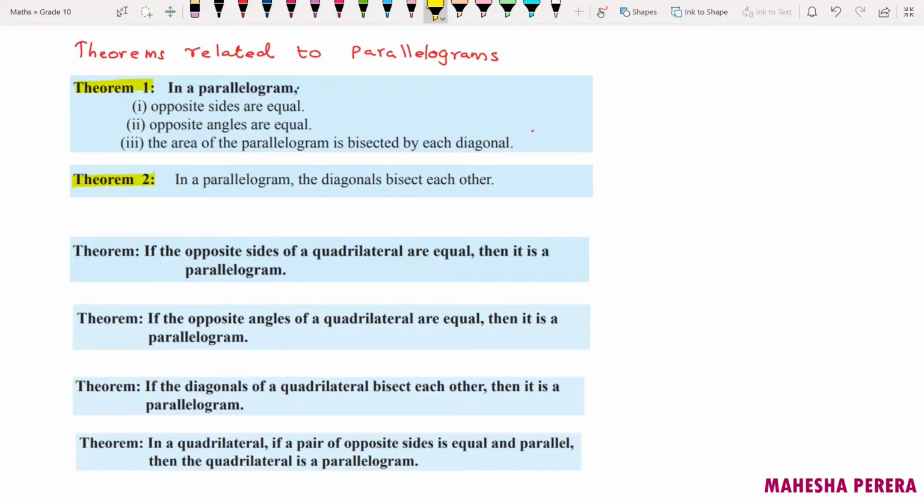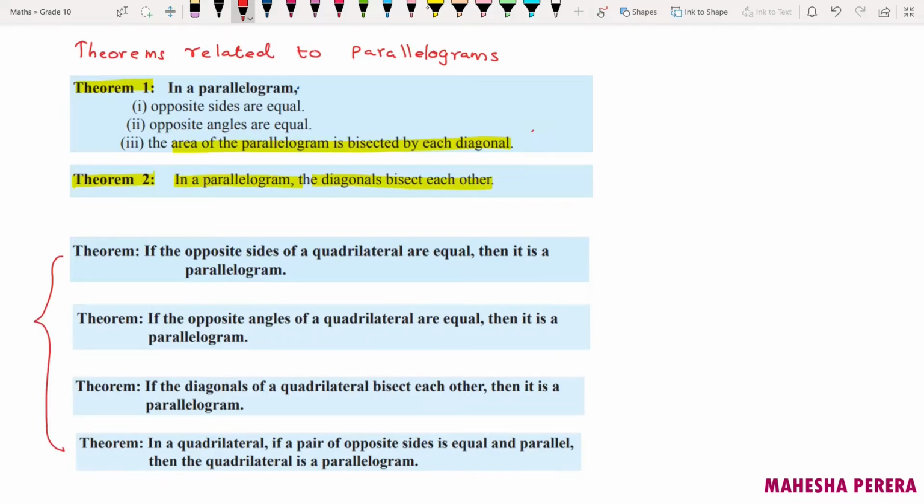So opposite sides are equal in a parallelogram, opposite angles are equal. Then the area of the parallelogram is bisected by each diagonal. And as the second theorem, in a parallelogram, the diagonals bisect each other. Right. Now, the other theorems below are the converse theorems. These are the converse theorems.